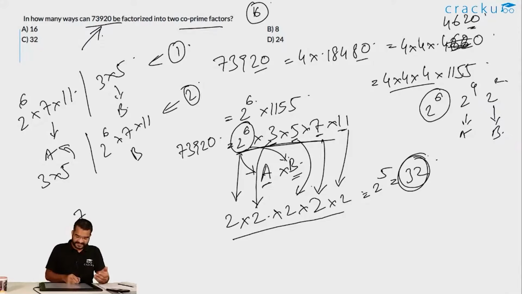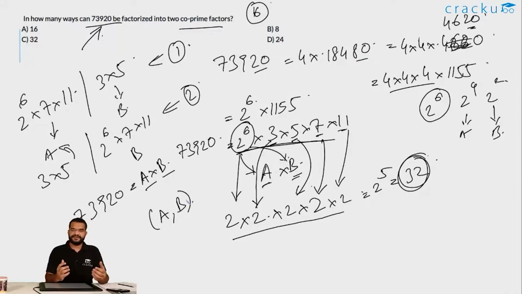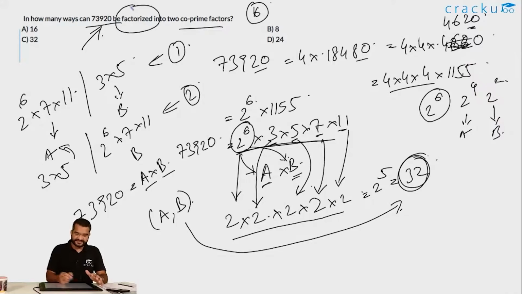Now suppose the question was framed in such a way that 73920 is given as equal to A into B, where A and B are co-prime. How many ways can we find A and B, the ordered pair? Say the question was given in such a way where there is importance to differentiating between A and B. In that particular case, the answer would be 32. But because we are not given A or B or any ordering of the two, we are just asked to factorize 73920 into two co-prime factors, the answer will be 32 divided by 2, which is 16.